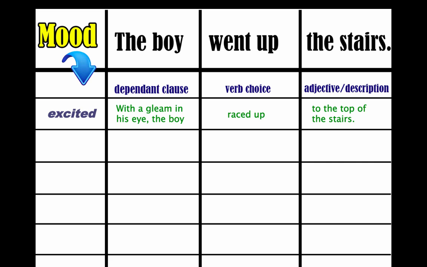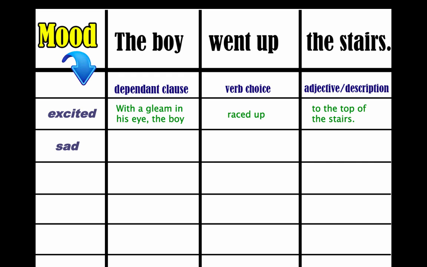So if I'm reading a novel or a book and I read this sentence, then I'm going to know there's some excitement in the air. And it helps me to get a little bit excited. I want to know why the boy's racing up the stairs. Why does he have that gleam in his eye? What is he so excited about? Okay, let's take a look at another mood. Let's take a look at sad.